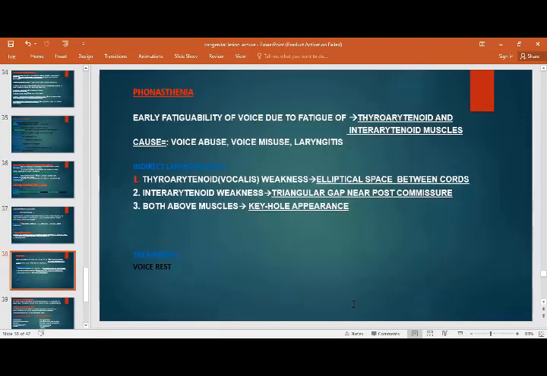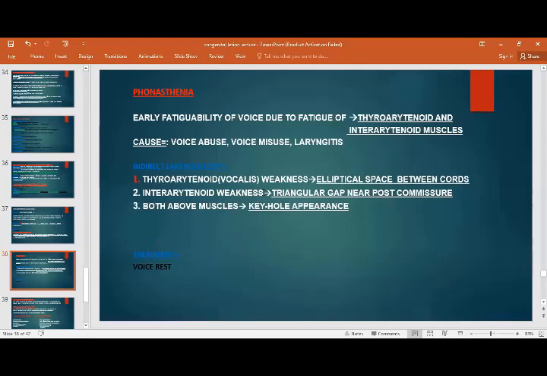Now, again, there is phonasthenia. Patients will come and complain of a little bit of voice loss due to fatigue. This basically occurs in the case of thyroarytenoid and interarytenoid weakness of the muscles. And what are the underlying causes? The cause is basically voice abuse, voice misuse, and sometimes it is in smokers and those who misuse their voice.